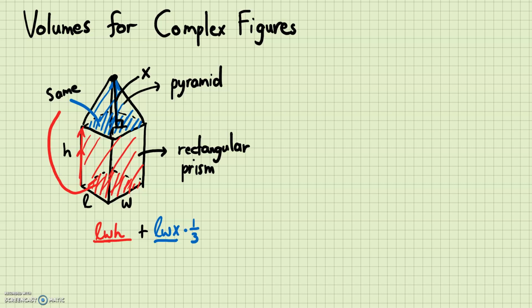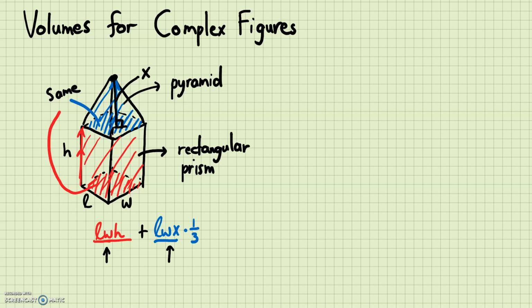Okay, I don't want to call this a formula because, again, I don't want you to just memorize this and plug in the numbers. But I want you to see this as a method of finding the volume. So this is the volume of the rectangular prism. This is the volume of the pyramid, and you're adding those two volumes together.